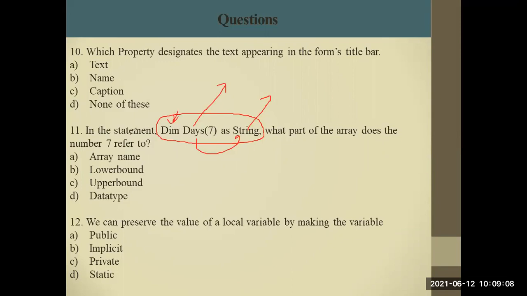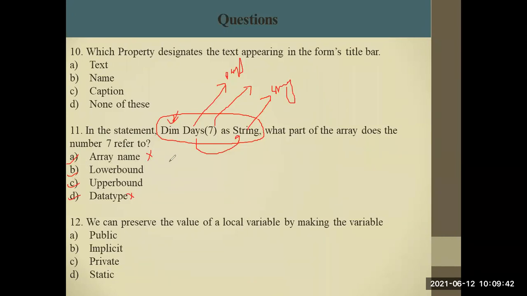Then the question asked about this statement: what part of the array does the number 7 refer to? What is this 7 indicating in the given array? Is it indicating the name of the array, the lower bound, the upper bound, or the data type? If you see this one, the name of the array is days and the data type is string. That means two options are already gone. It cannot be the data type or the array name. So we are only left with the upper bound and lower bound.